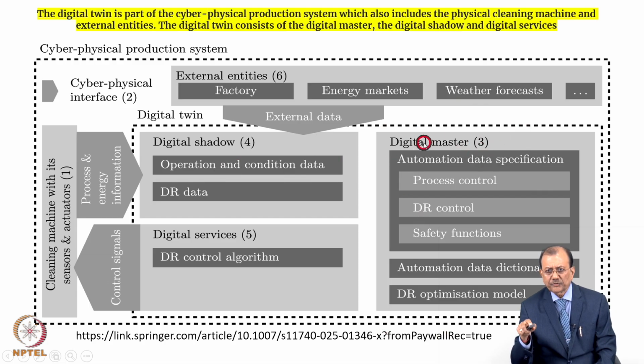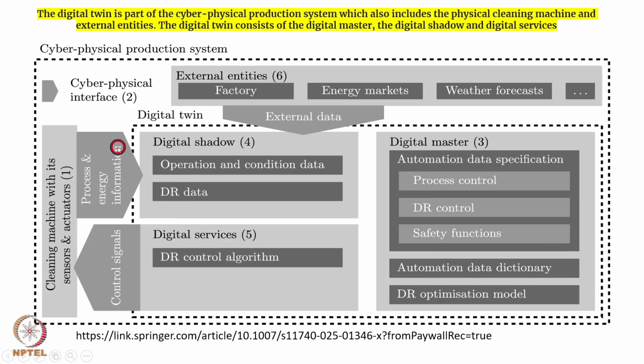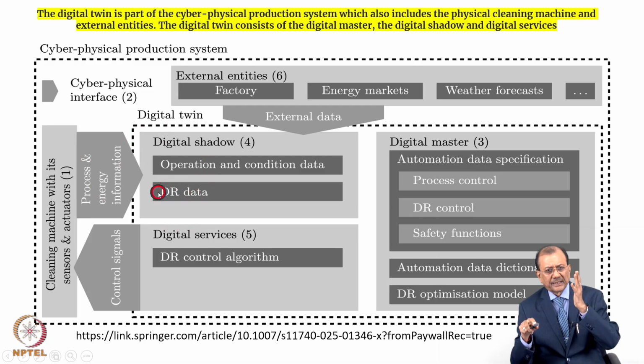We have to set up the digital masters, which have data specifications or data metadata of the processes, all the safety functions, and on the other side, the digital shadow. So these two concepts one should understand, and the third is digital services. Digital shadow is basically this computer system should understand the physical world, how it is behaving, how it is acting. So this is called, in our technical terminology, digital shadow.